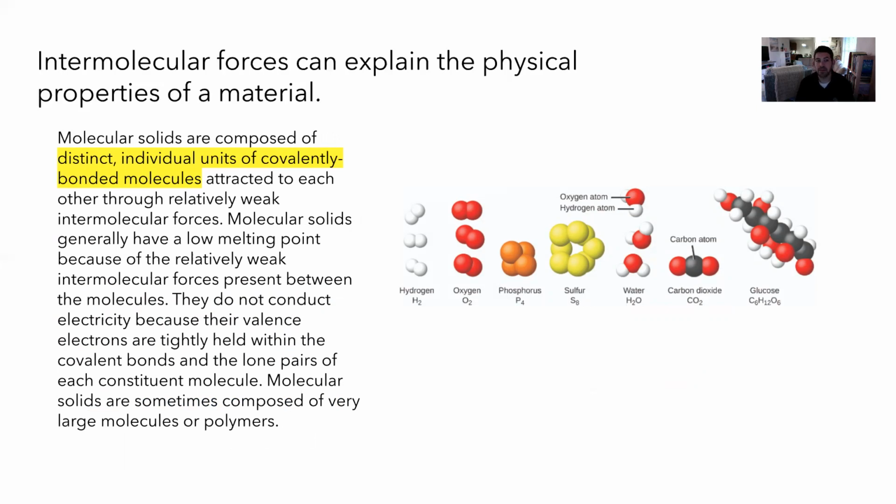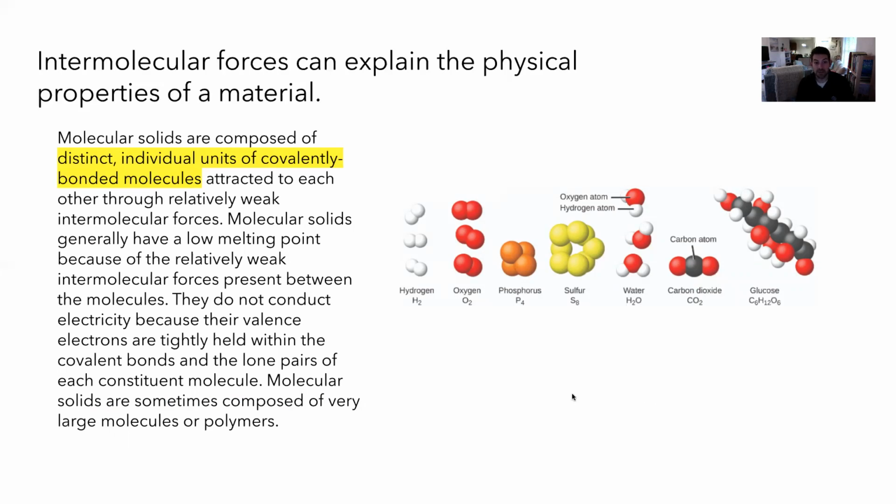All right, now molecular solids, they're composed of distinct individual units of covalently bonded molecules. This is really important. They are distinct. They are individual units. So individual H2 diatomic molecules, individual O2 diatomic molecules, individual P4 molecules, individual S8 molecules, not diatomic, excuse me, individual CO2s, individual waters, individual glucose. But each molecule, it's distinct and it's individual.